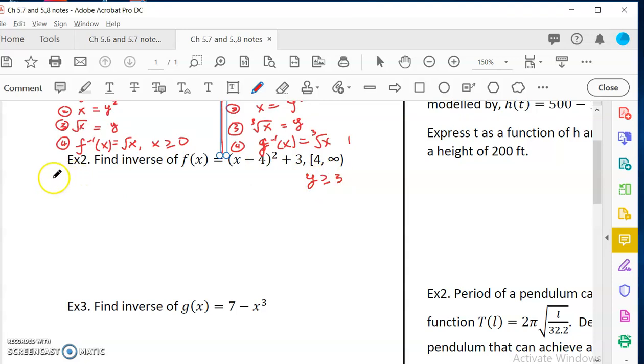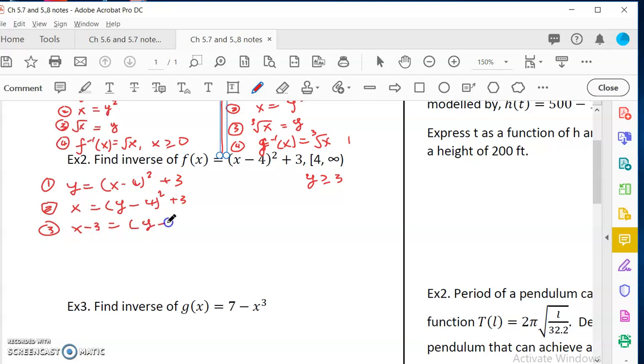Okay, so now I do step 1. Instead of writing f of x, I write it as y equal to x minus 4 squared plus 3. I want to switch x and y now. So it becomes x equal to y minus 4 squared plus 3. Now I concentrate on solving for y. This would involve more steps. I want to do the square root here, but I have to clean up anything that is not the square first. So x minus 3 equal to y minus 4 squared.